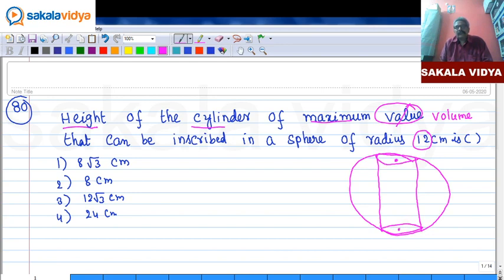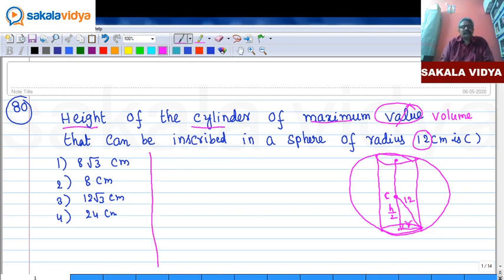This is the height of the cylinder. This is the base radius of the cylinder. Suppose this is the center of the sphere. You join this one. This will be the radius of the sphere, 12. So this will be the height, center means this will be h by 2 and this will be r. This is a right angle triangle. So we get the relation like this.